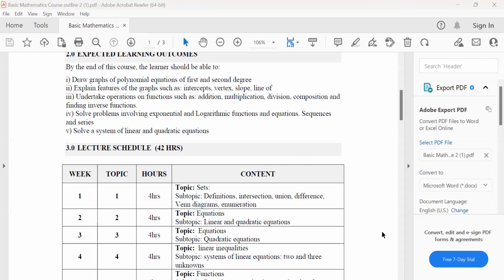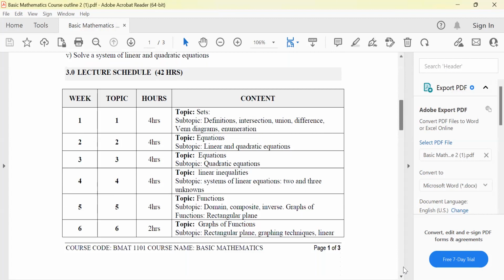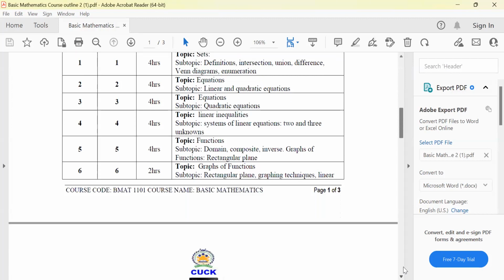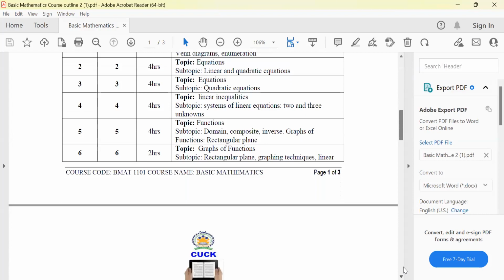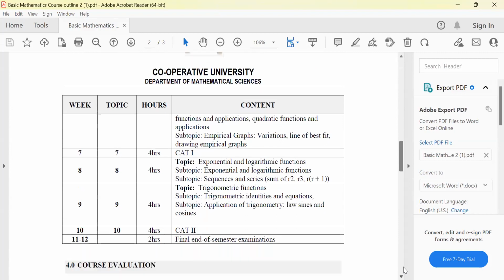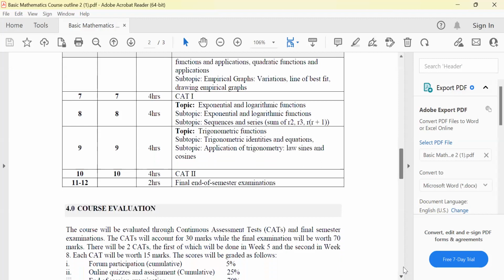So the first topic we are supposed to look at is sets, what we were doing today. Equations, linear and quadratic, linear inequalities, functions, graphs of functions. And then we have exponential and logarithmic functions, trigonometric functions. And then you have sequence and series, and trigonometric functions when we end the course.